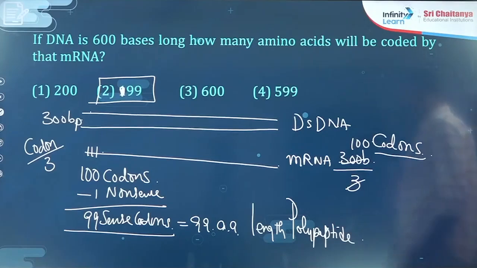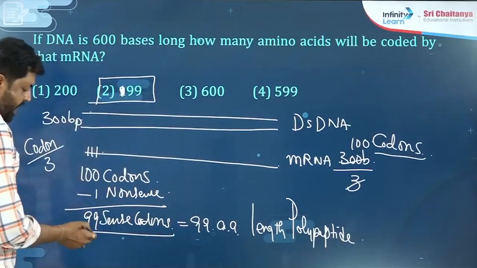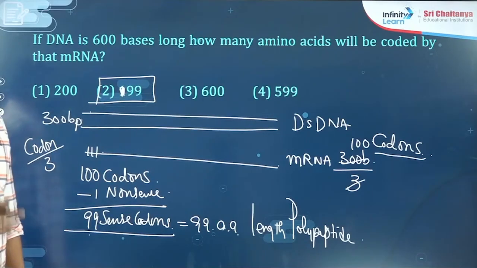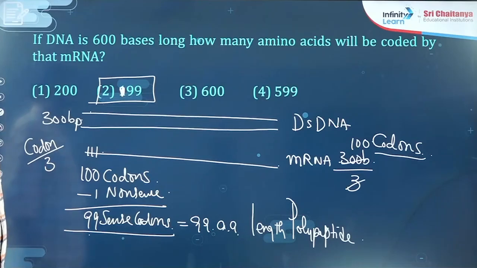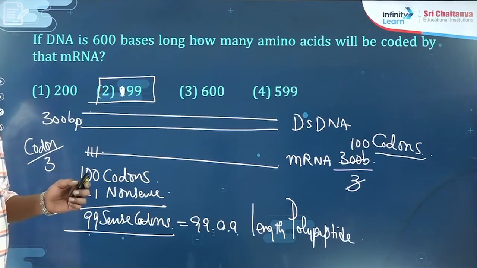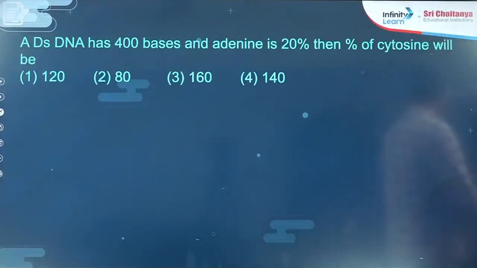Out of 100 codons, one will be a nonsense codon. 100 minus 1, 99 are the sense codons. Amino acids are coded by sense codons only, so 99 amino acids will be coded. Was it clear? Shall we go for the next slide? And the next slide is like this.